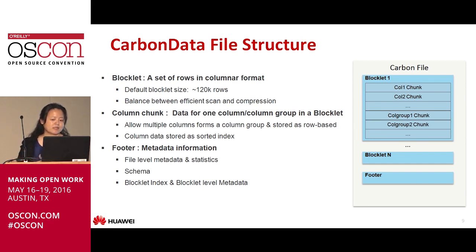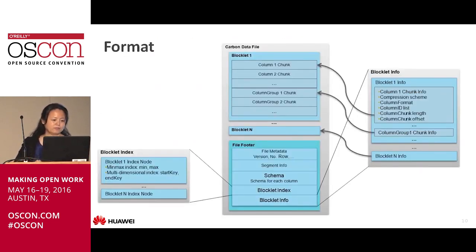So this is a file level index for us to speed up the scan. In concept, a carbon file consists of a sequence of blocklets, and then at the bottom of the file, we have file footers. So this is a very high-level, visual representation of the file format. You can see a CarbonData file contains a sequence of blocklets, and the file footers store meta information and schema. The blocklet index I mentioned is a file level index.